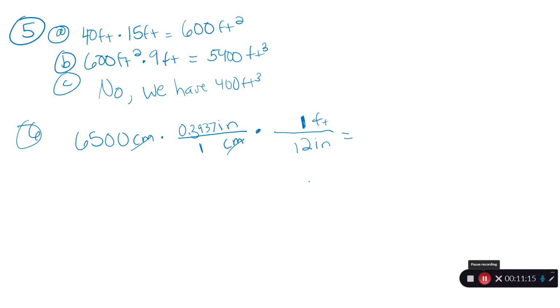And either way, we get 213 point, and there is a 2 there if you type this in your calculator, but we do need to round it up because of the value after the 2 to a 3. And you'll notice the inches are gone, so this is in feet like we wanted.